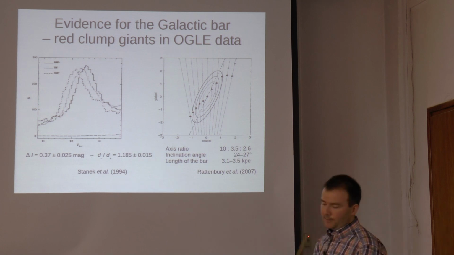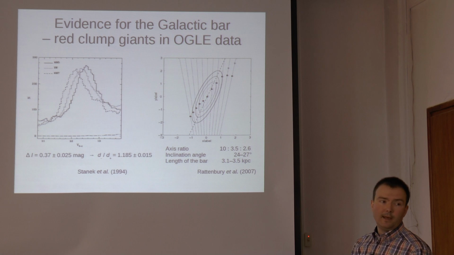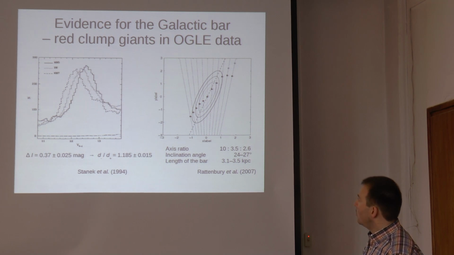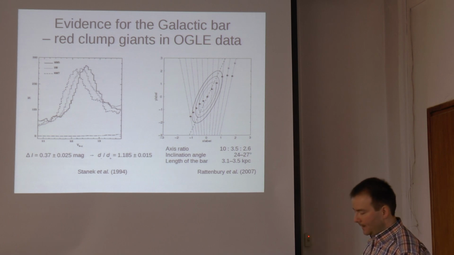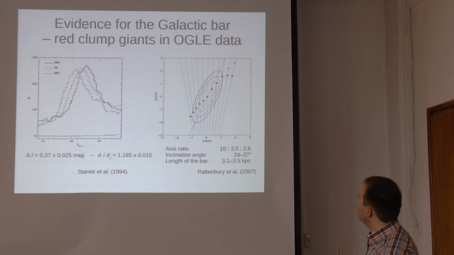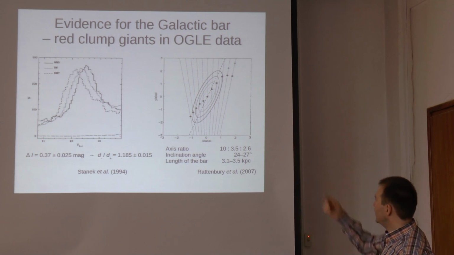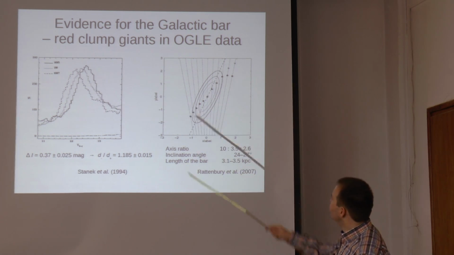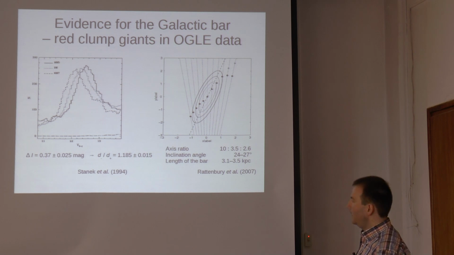This was found and published by Krzysztof Stanek in the early 90s, based on OGLE-1 data. This is a plot from a paper based on OGLE-2 data. As you can see, there are results of fitting an ellipsoid to the bar. Although now we say that the bar is rather boxy than elliptical.